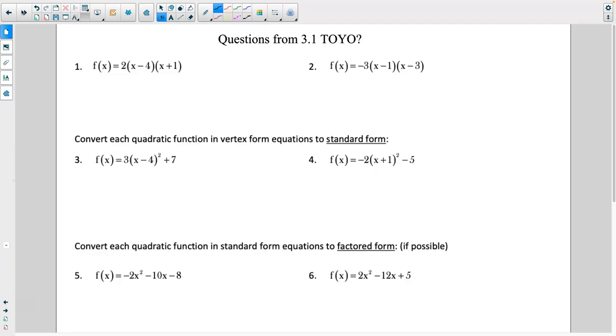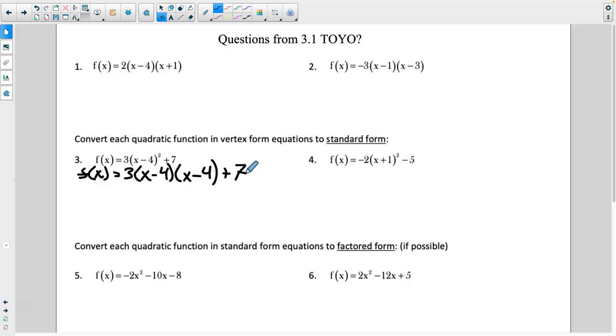Okay, so we're converting to standard form. So that means I am going to start by actually writing this as x minus 4 times x minus 4 plus 7. Is that enough to get going? All right. That's what I missed. All right. Other questions?